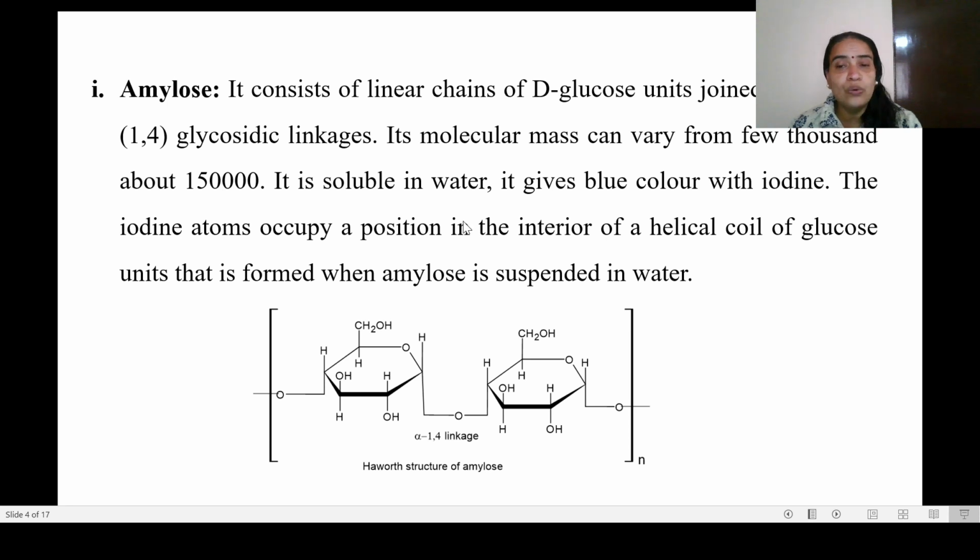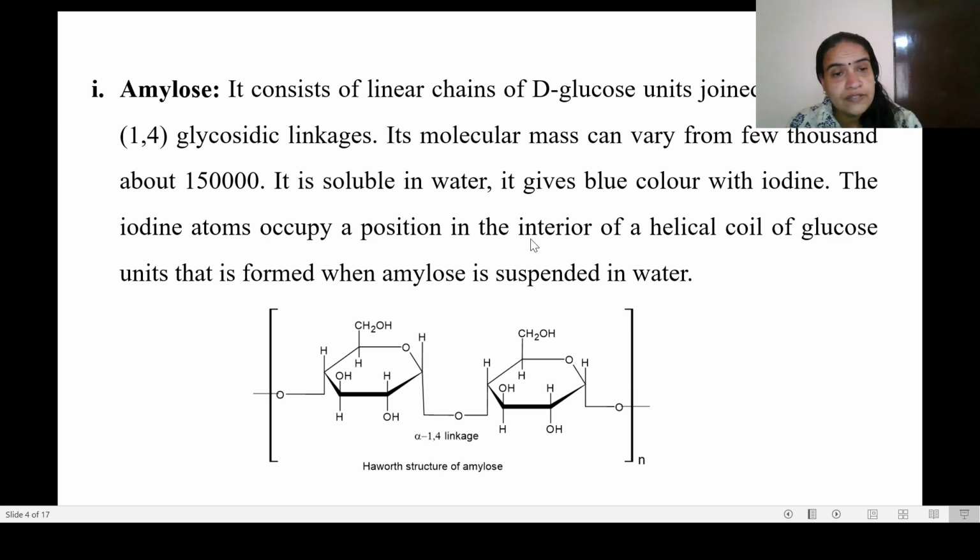It gives blue color with iodine, which can be used for the qualitative analysis of sugar. That is, it gives blue color with iodine. The iodine atom occupies a position in the interior of the helical coil of glucose units that is formed when amylose is suspended in water. This is how we can detect amylose using iodine. We get blue color when we treat amylose with iodine.